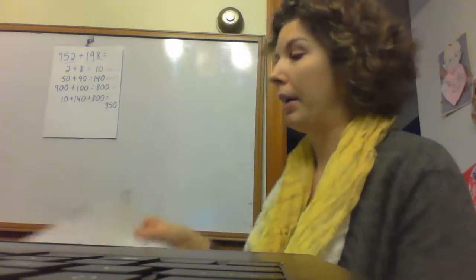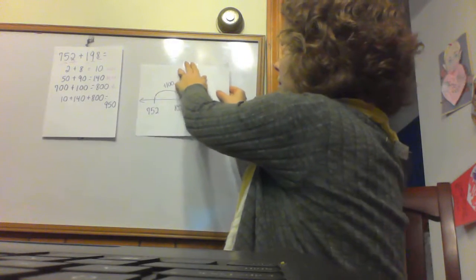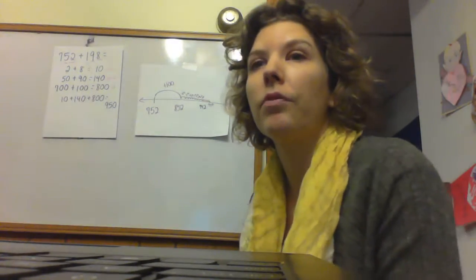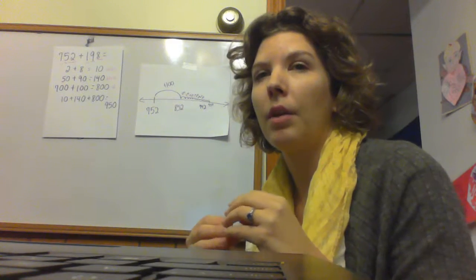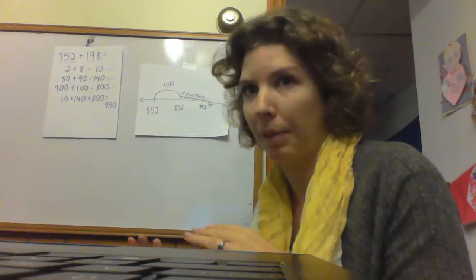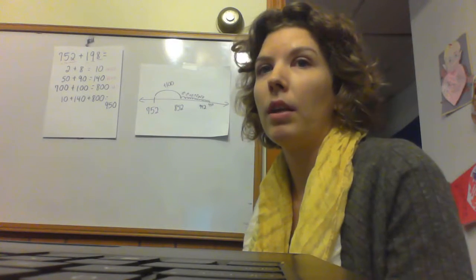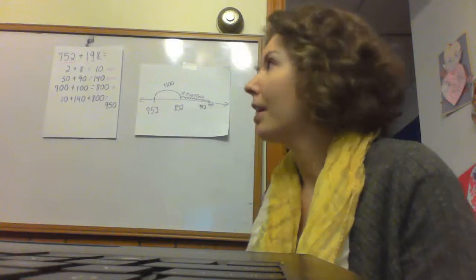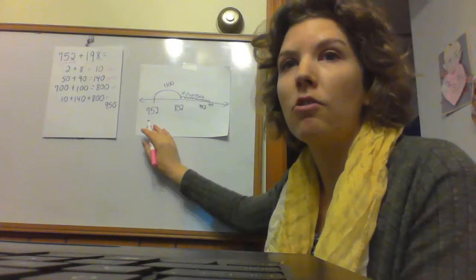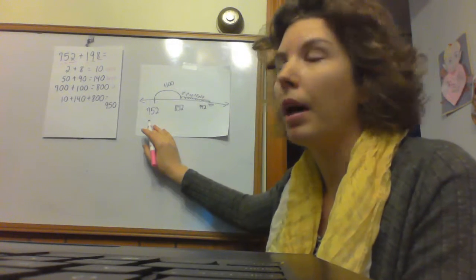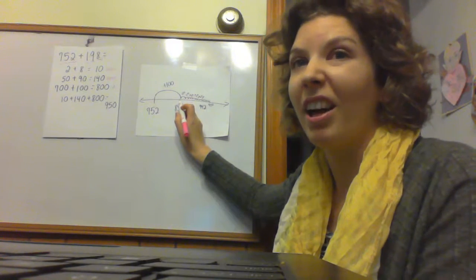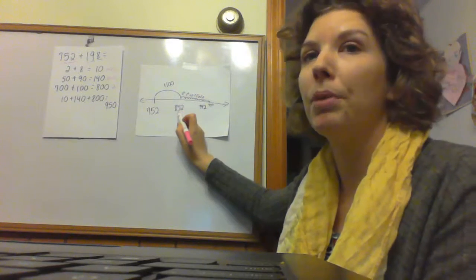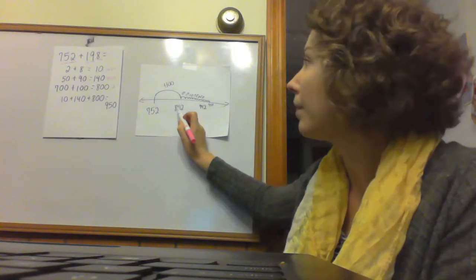All right, the other strategy I wanted to talk about is using a number line. Now, number lines are really great because they really help students understand where numbers are in the grand scheme of things. So we try to use number lines whenever we can. So I've put 752 on the number line. I've made one jump of 100. Okay, that's put me at 852.